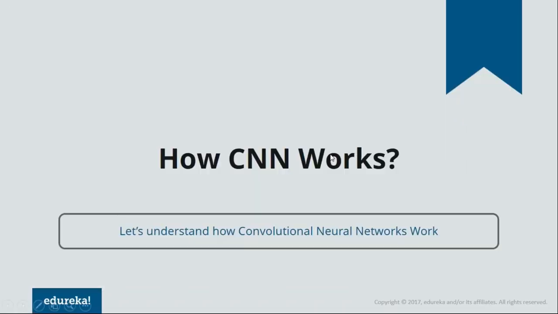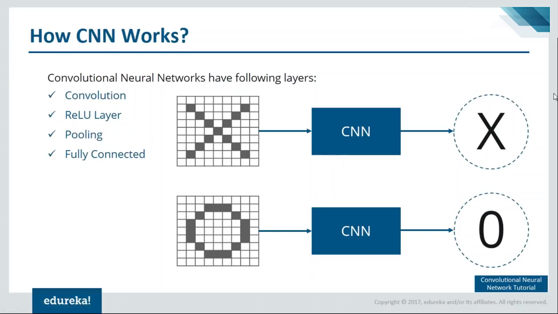Now let us understand how exactly a convolutional neural network works. Generally a convolutional neural network has 4 layers: convolution layer, ReLU layer, pooling layer, and fully connected layer. We'll understand each of these layers one by one. We'll take an example of a classifier that can classify an image of an X as well as an O. With this example, we'll be understanding all these 4 layers.